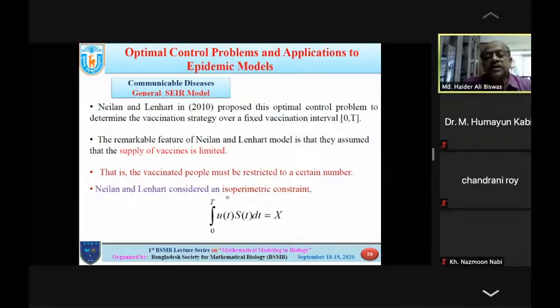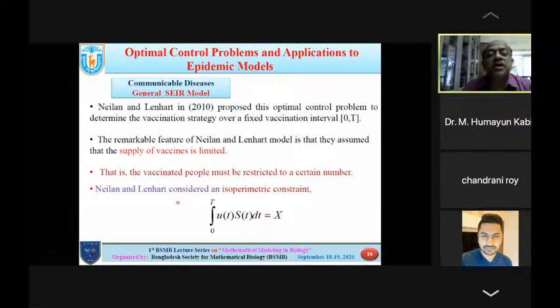This constraint is called the isoperimetric constraint. It looks like this: S is our susceptible population, and U is the rate of vaccination. So the rate of vaccination over time gives the vaccinated population, and the vaccinated population should be fixed. This is unrealistic because you cannot vaccinate all the people; you should vaccinate a limited number of people. So we generalized this model using state constraints and mixed constraints. We had very good results in our study, which was published in a very good journal and is a highly cited paper.